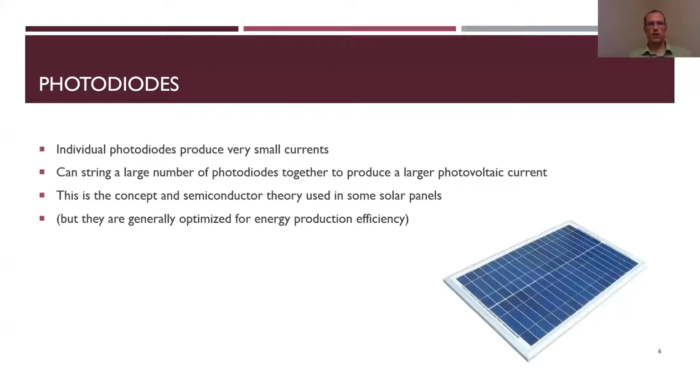Individual photodiodes have very small currents in them. But what you do is you string a lot of them together, and that's going to provide you a big photovoltaic cell, essentially. So that's kind of what's used in solar panels.